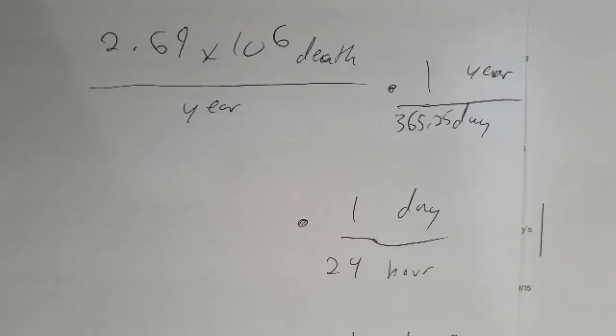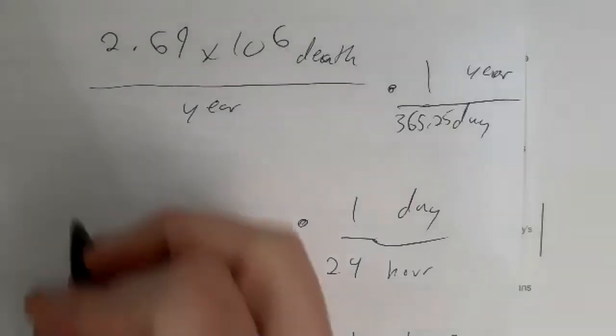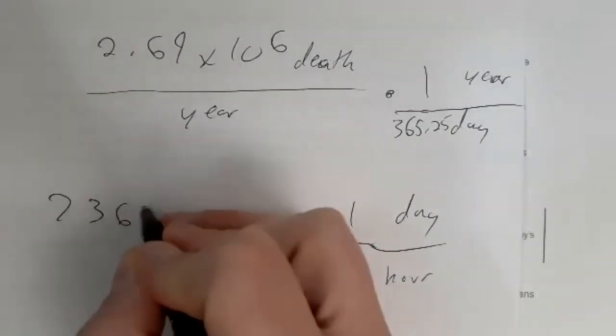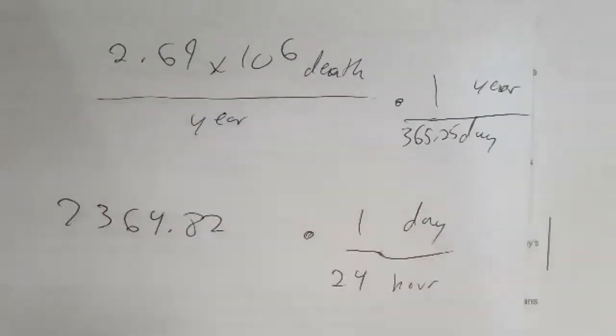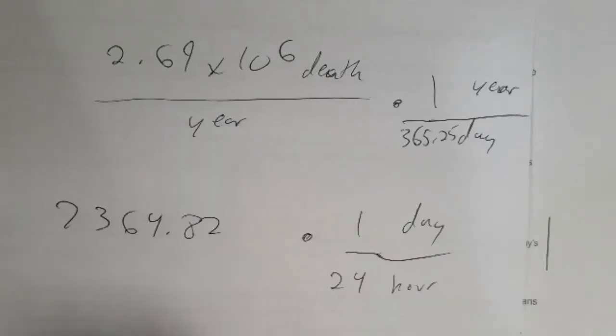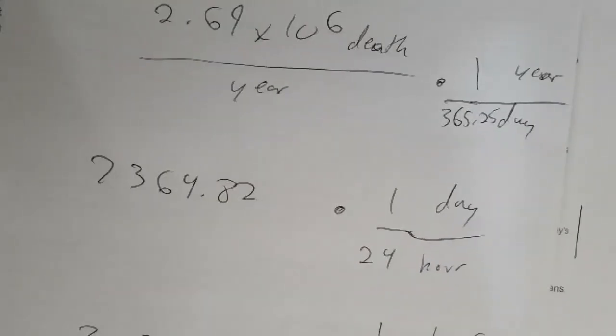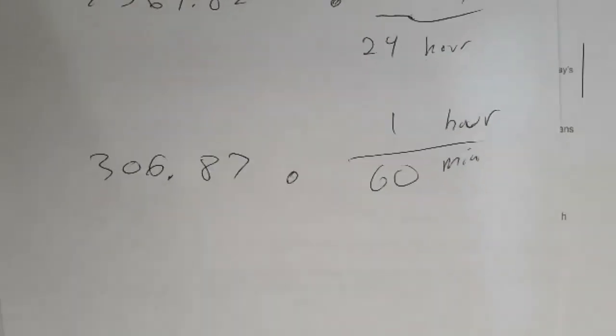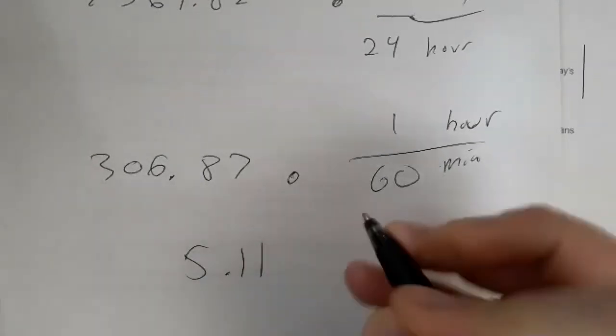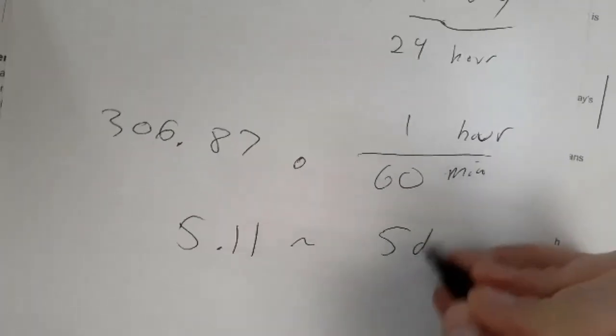There are a few ways you can do this. If you have a calculator, this might be easier. 365.25 days, I'm getting something like 7364.82. Then I divide this by 24, and I'm getting something like 306.87. And then the last step is I'm going to divide this by 60, and I'm going to get something like 5.11. Or you could say there are about 5 deaths per minute.